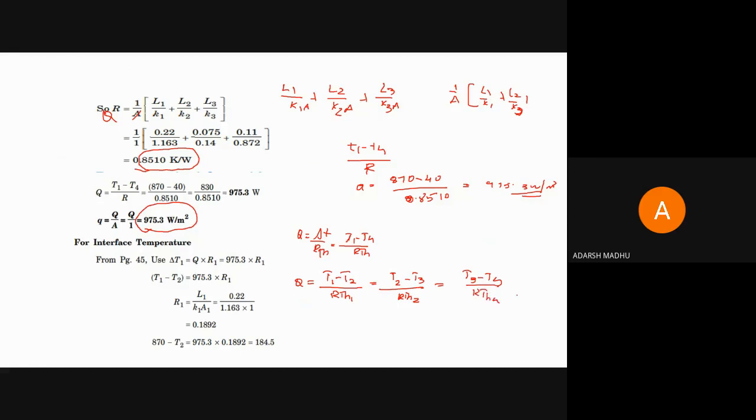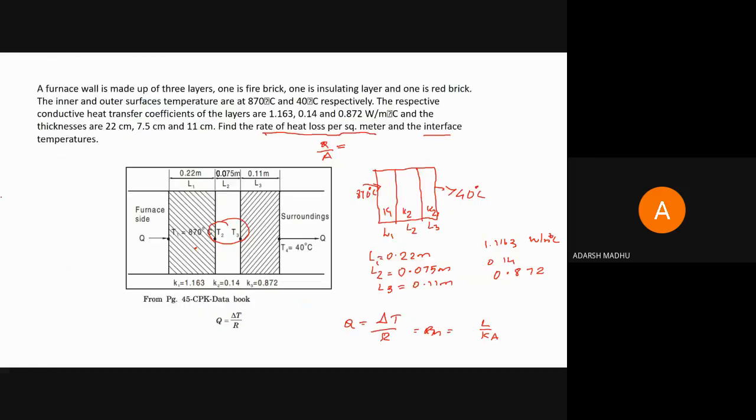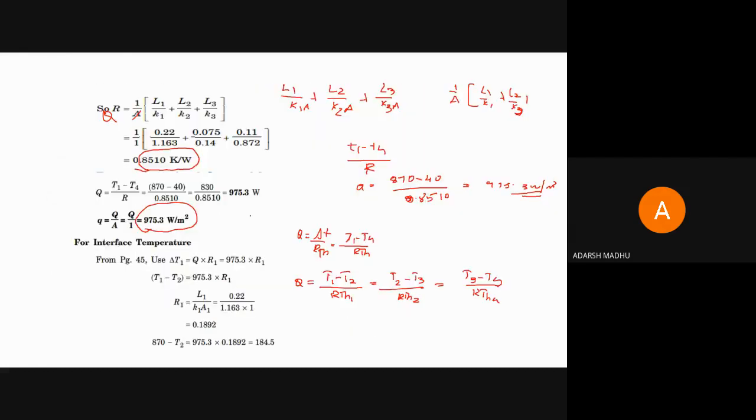Right? For the first wall we are taking T1 to T2. For the second wall we are taking T2 to T3. For the third wall we are taking T3 to T4. Okay, right? So this is the total value of Q, which is got as 975.3 watt per meter square, right?